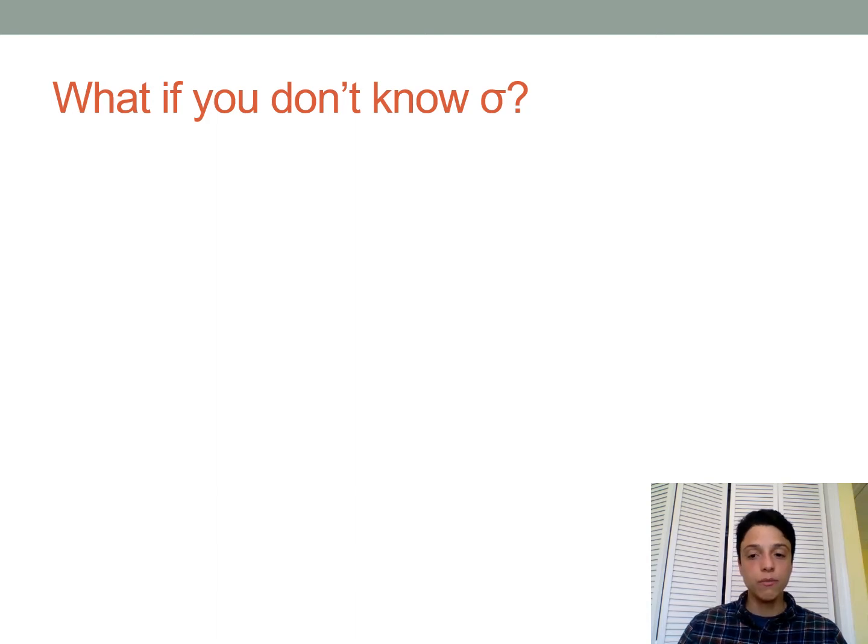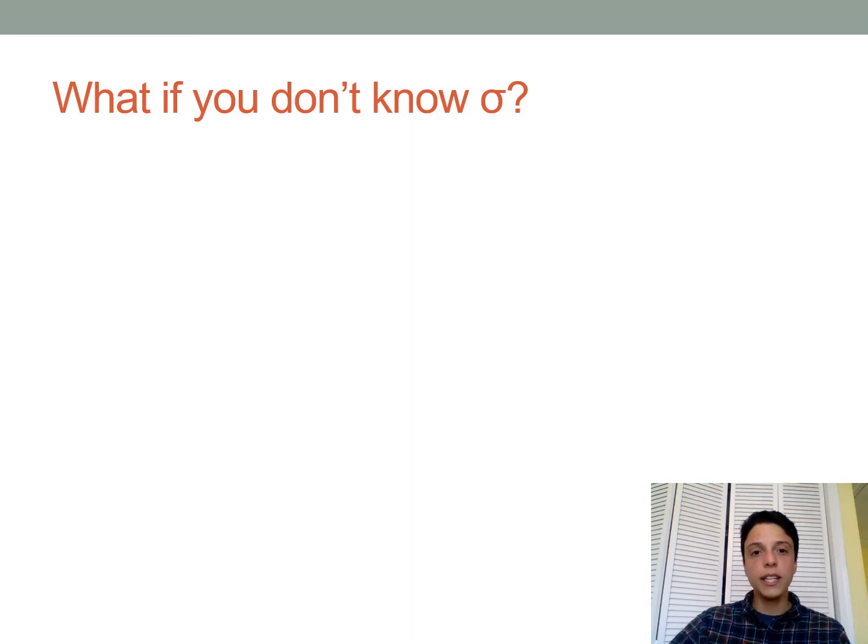Okay, so to recap a bit of what we did in the document camera, I think it's helpful to have it on the slides as well. We talked about how to calculate a confidence interval formula if you know the population standard deviation. If you know the population standard deviation, great, use that formula, it's going to give you the best estimate.